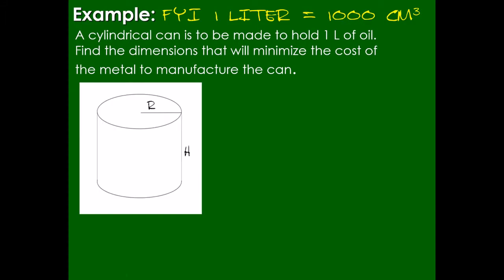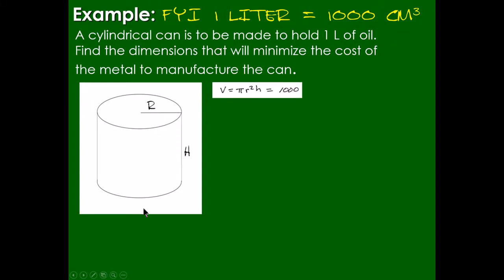So let me draw a picture here. I've got the circle on the top and the bottom. The radius is labeled. The height is labeled. The surface area of a can, I have the top and the bottom. So first I need to deal with my constraint, don't I? My constraint is the volume must hold 1 liter of oil, which I need to write in terms of length, height, and width. So that's the same as 1,000 cubic centimeters.